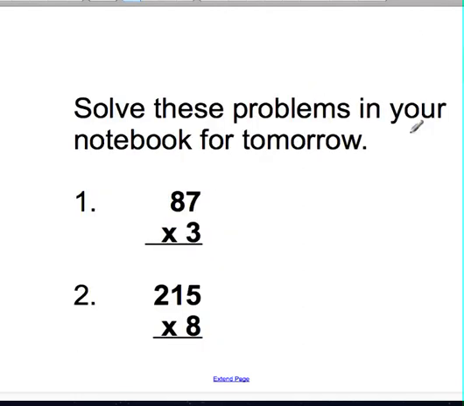Now, write down these problems for tomorrow in your notebook. And if you have any questions, you can jot them down, or you can always go back and watch the video again. I think it's fun to have different ways to solve problems, and with multiplication, we're learning about the lattice method, the partial products method, and the traditional method. So try them out, and then you will be able to decide which method is easiest and most efficient for you.